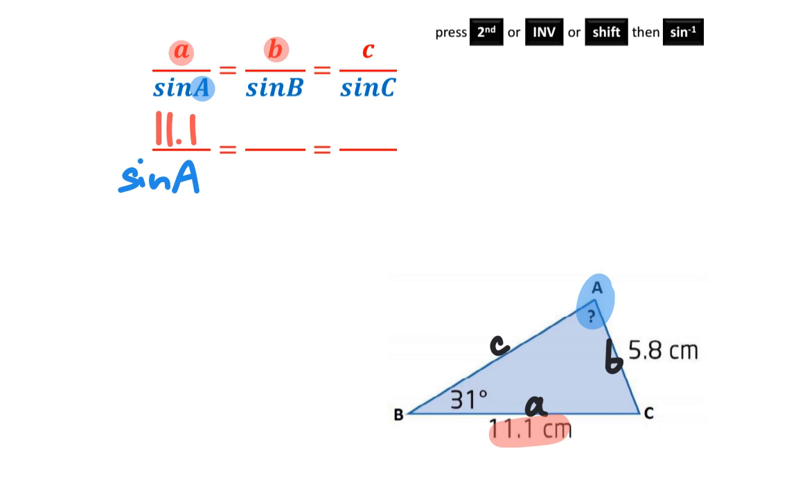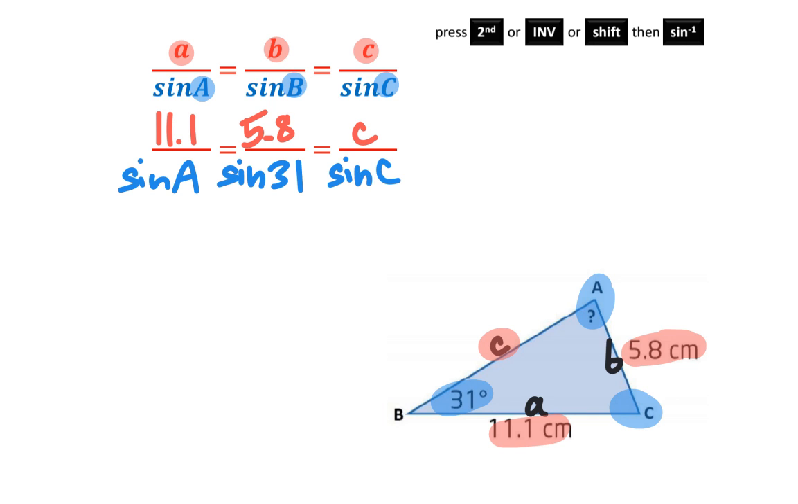Next, lowercase b can be replaced with 5.8. So I'm going to write 5.8 right over here. And afterwards, uppercase B can be replaced with 31 degrees. So I'm going to rewrite this as sine 31. Over here, lowercase c, we don't really know what lowercase c is, so let's just leave it alone. And last, uppercase C, again, we don't know what it is, so let's just leave it as is.